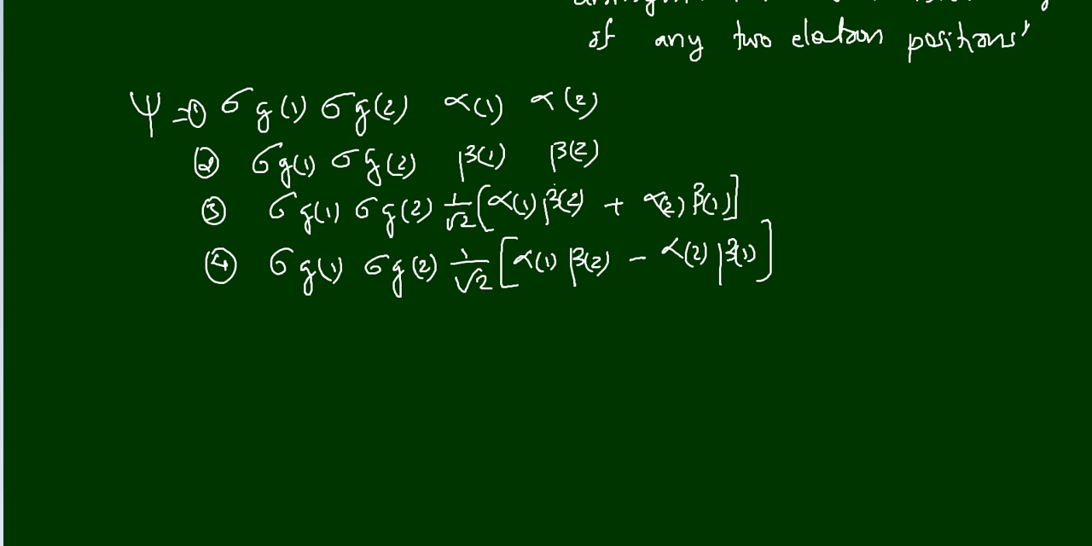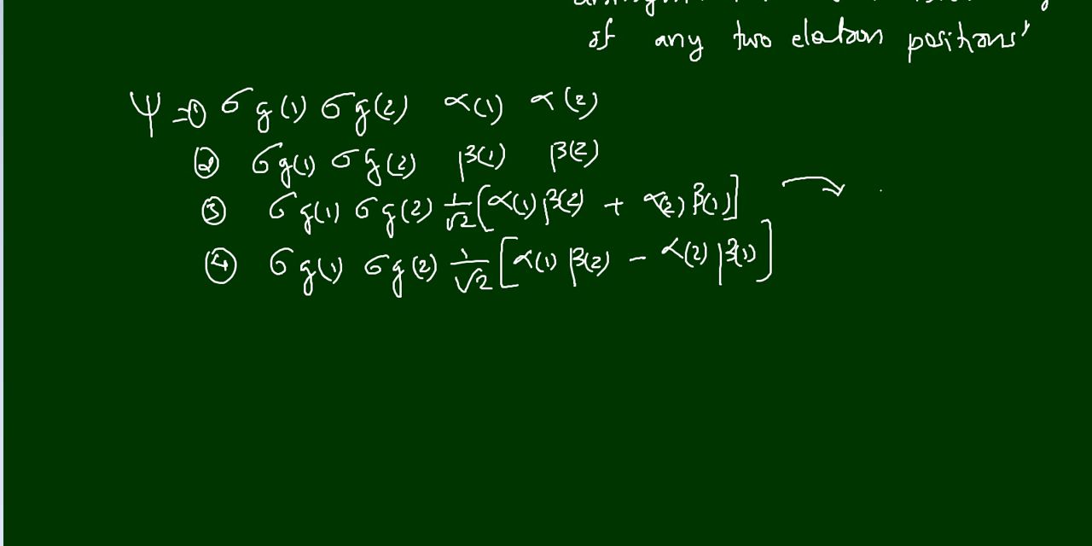Okay, or after exchange you can also take the square, then it will be alpha 2 square beta 1 square plus alpha 1 square beta 2 square plus 2 alpha 1 beta 2 alpha 2 beta 1. Both of these are the same. If you have any doubt, I will write it here.